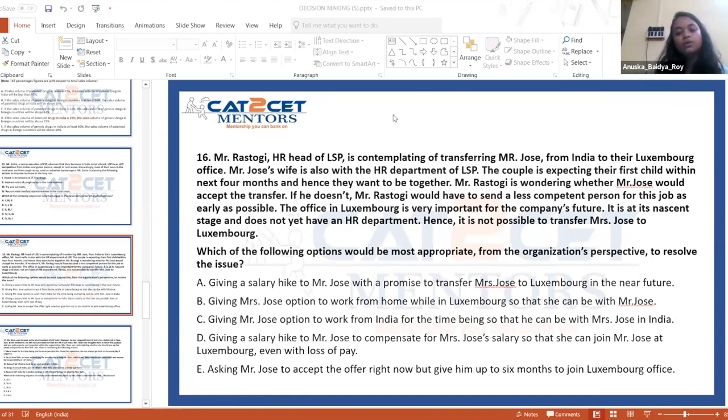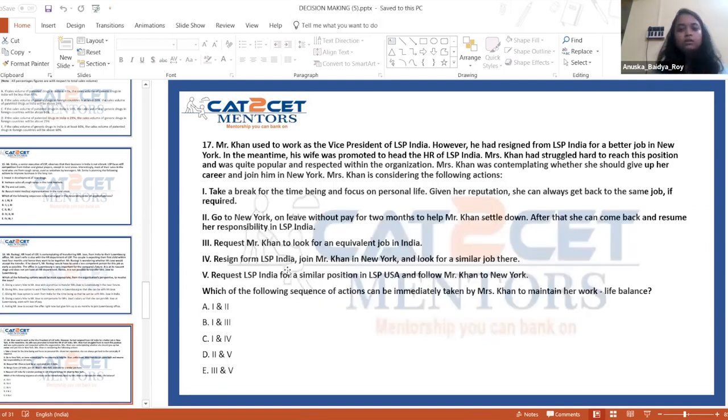E. Asking Mr. Jose to accept the offer right now, but give him up to 6 months to join Luxembourg office. Now what is the question? What does the case say? The case says that they are thinking of transferring Mr. Jose, and if he does not accept it, they have to transfer someone who is less worthy than Mr. Jose, right? So that means that they need to transfer someone. It's an urgent issue. So asking him to accept the offer right now, wait for 6 months, do stuff, obviously not the better option, given that we have an option like B, where we are giving Mrs. Jose the option to work from home. She can stay with her husband, she can be at rest, and everyone is satisfied. It's a win-win situation. So what would be the best possible option? Option B.